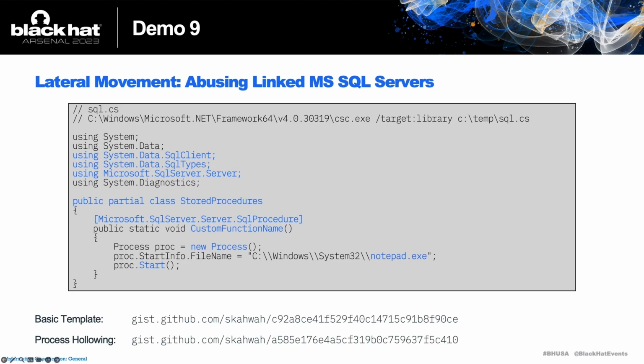The code snippet here just demonstrates a very simple example of a custom SQL assembly. You can find more samples at my GitHub just below or at the SQLRecon wiki. You basically just need to import some references and set a very specific class name to get a SQL CLR compatible .NET assembly. All right, let's jump into it.